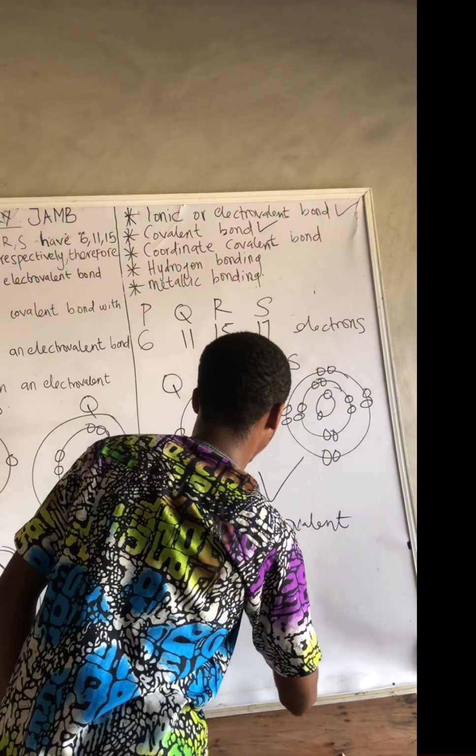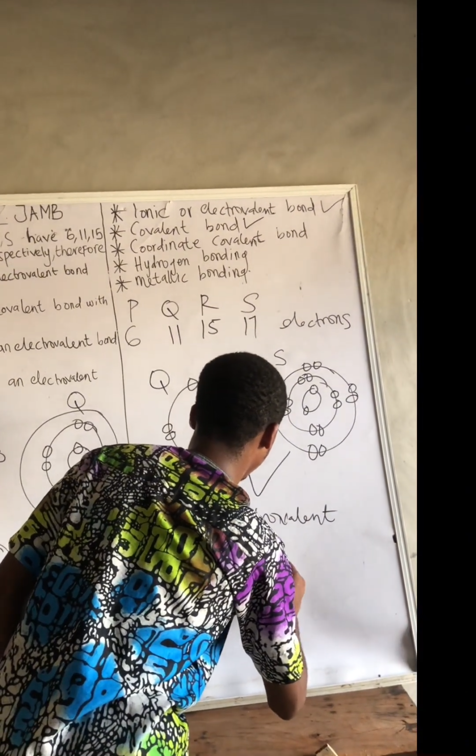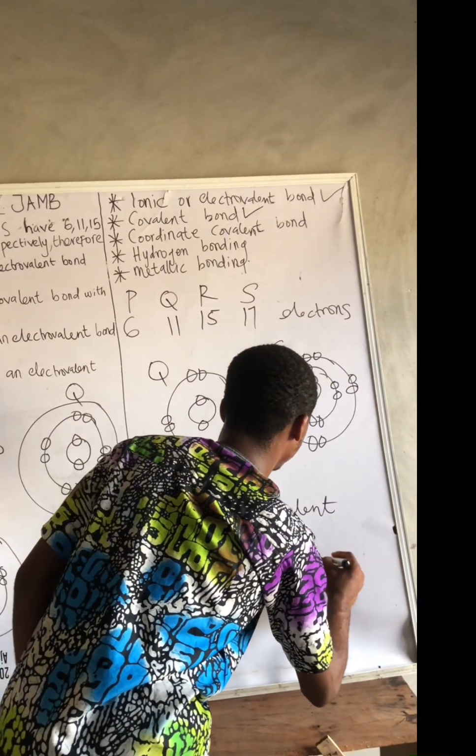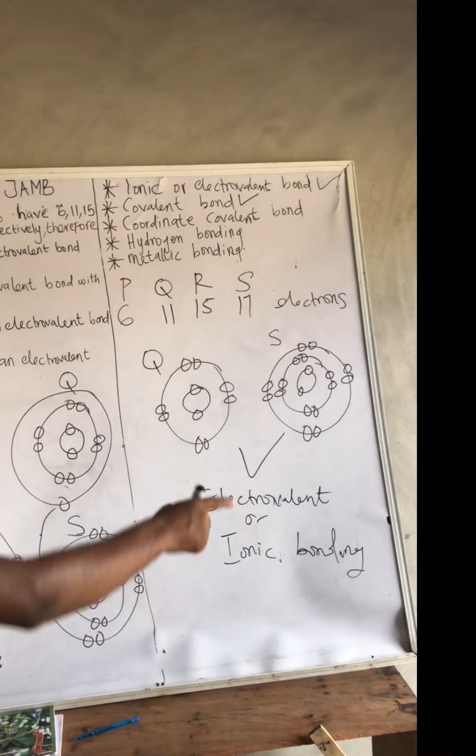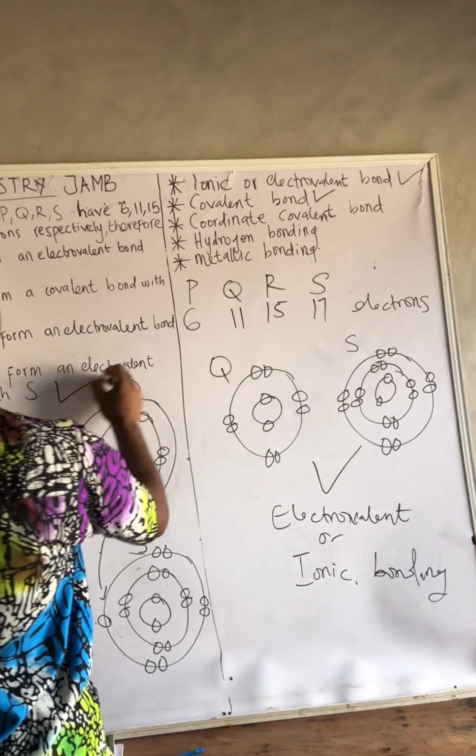and that is an electrovalent or ionic bonding. That's an electrovalent or ionic bonding. So this option is correct.